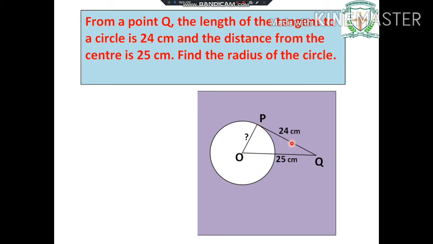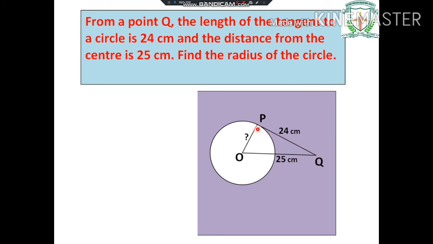Dear children, you can see here is a triangle. What type of triangle is this? Yes, remember the property, theorem number 1. Yes, the tangent and the radius at the point of contact are always perpendicular. Therefore, here this angle is 90 degrees. So what type of triangle is this? Yes, this is a right angle triangle.